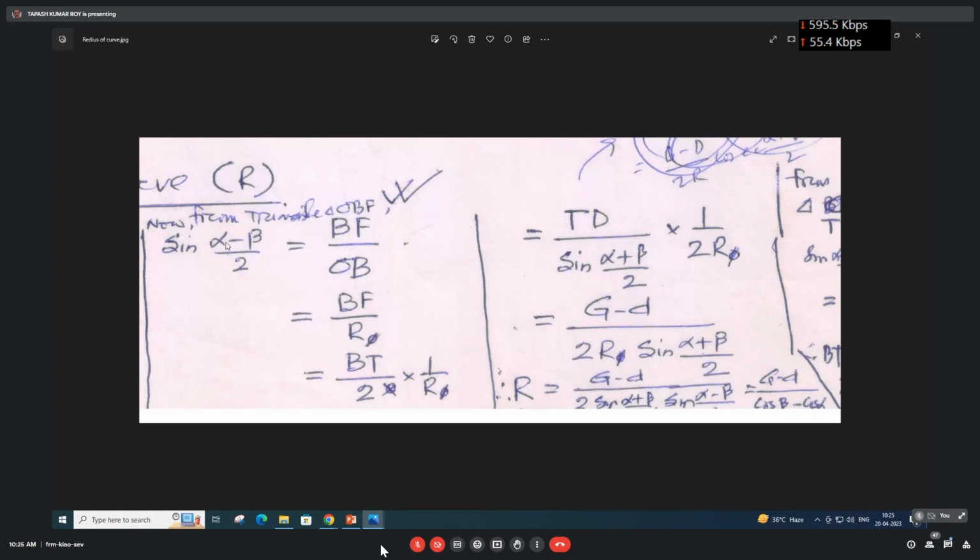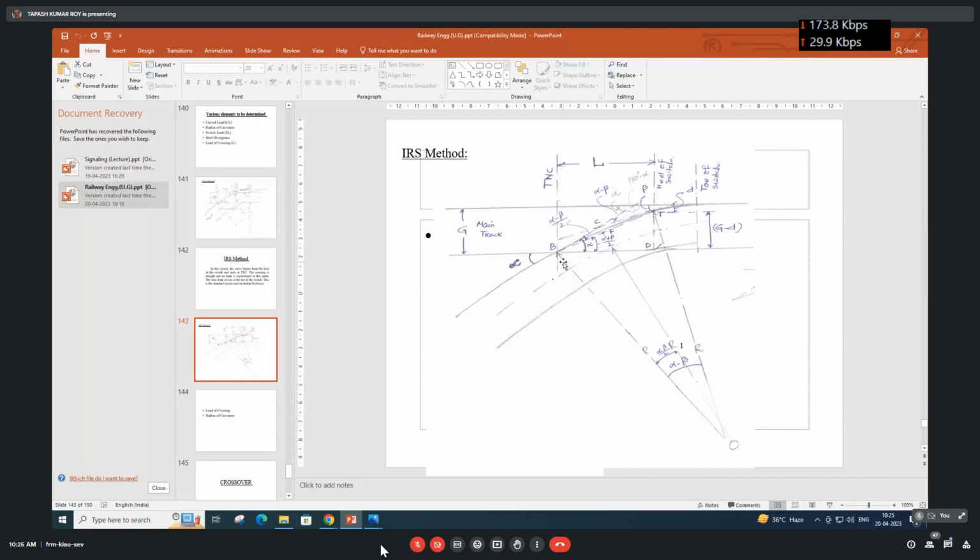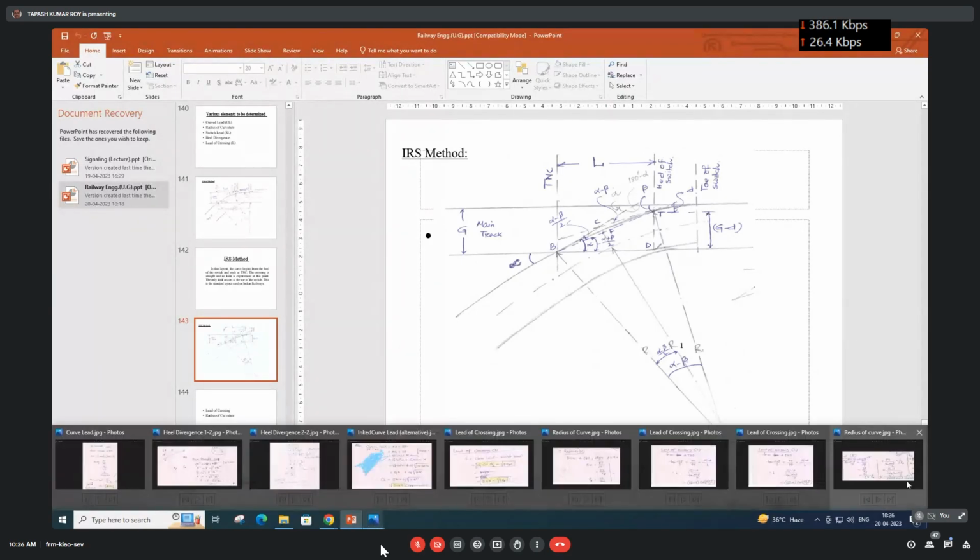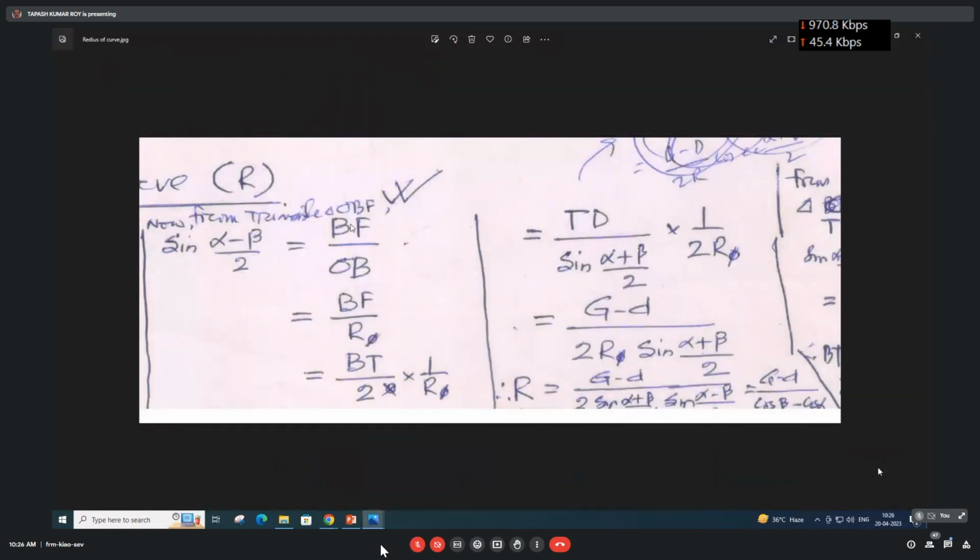R. So consider triangle OBF. These are two tangents intersecting here, and if we extend this one, it will cut the chord at the center. This point is known as F. So we will consider O, B, and F, triangle OBF.